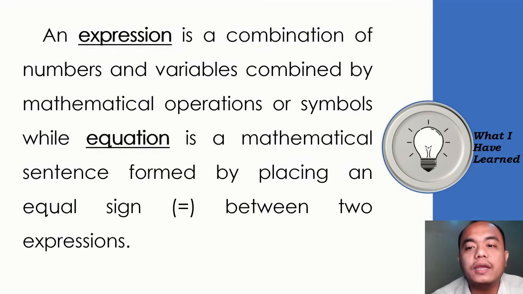Everybody, let us all read together the "What I Have Learned" part of your module. Ready? Go! An expression is a combination of numbers and variables combined by mathematical operations or symbols, while an equation is a mathematical sentence formed by placing an equal sign between two expressions.